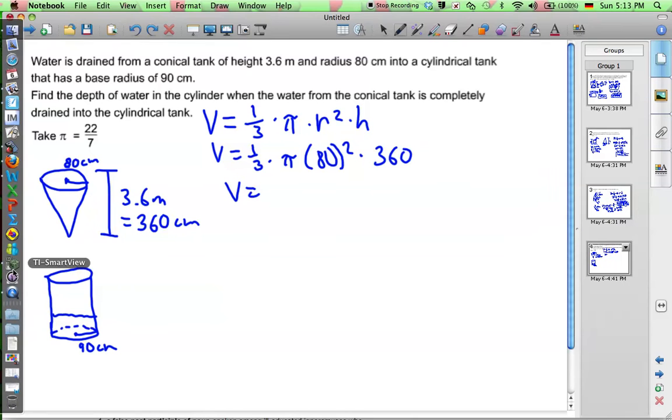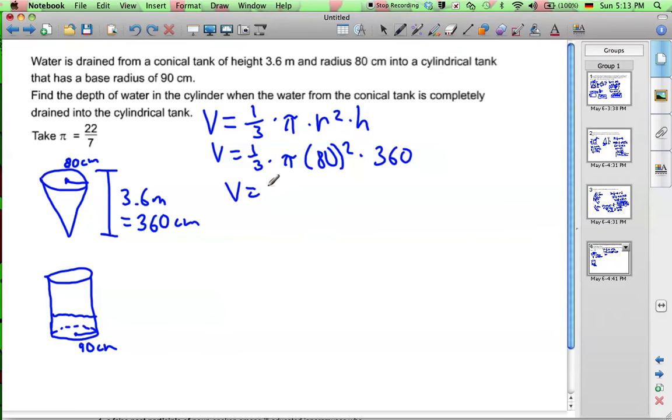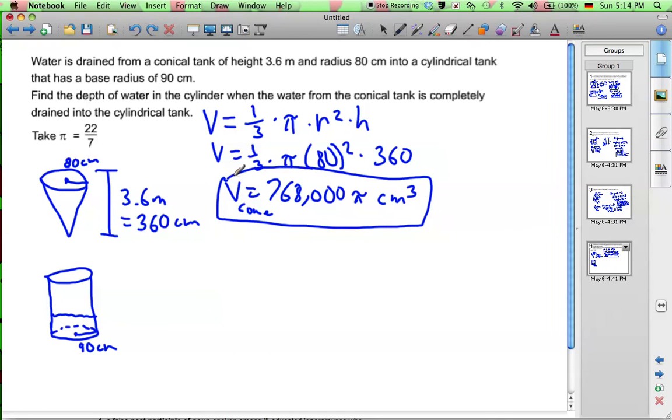So using our old calculator, let's do 80 squared times 360 and divide by 3, which is the same as times 1/3. And we get 768,000. So the volume of the cone is 768,000 pi cubic centimeters. That's the volume of the cone. We're going to need that later.